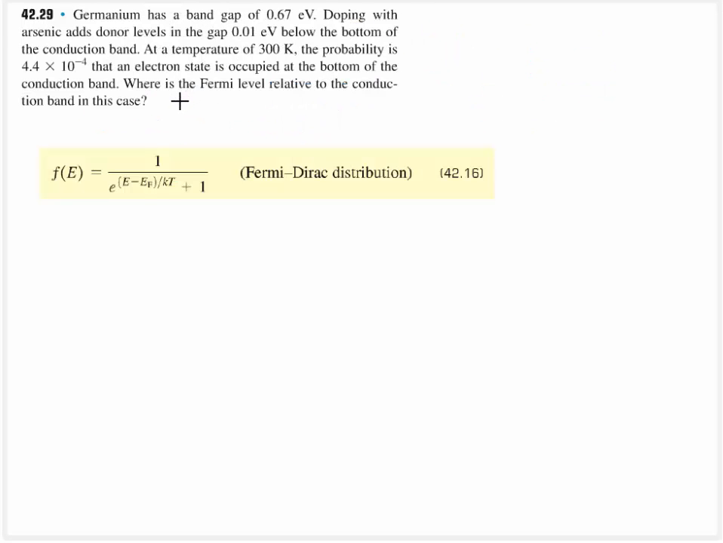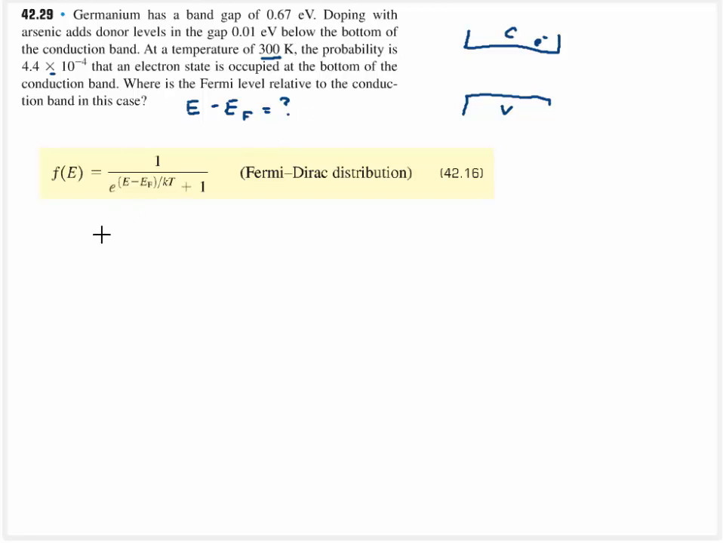And last but not least, let's get some practice using the Fermi-Dirac distribution. Here we have some germanium, and we know what its temperature is, and we know that we're going to have our conduction band, and we're going to have our valence band, and we know the probability that an electron is in the bottom of the conduction band. What we're interested in is what is the Fermi level relative to the conduction band, so we're interested in E minus EF is equal to what?